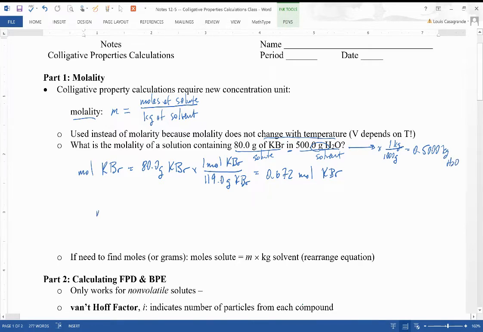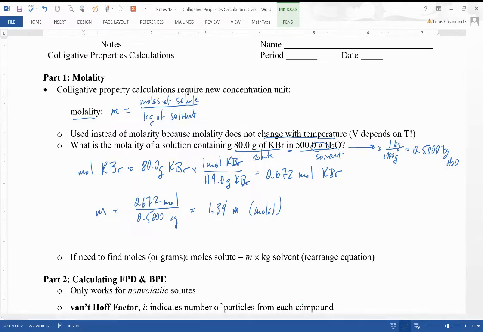So then the molality, m, is just 0.672 moles divided by 0.5000 kilograms. Dividing by 0.5 is the same as multiplying by 2 if you want to do this quickly. And that gives us 1.34 molal. m for molal, like molar, but with an L at the end.